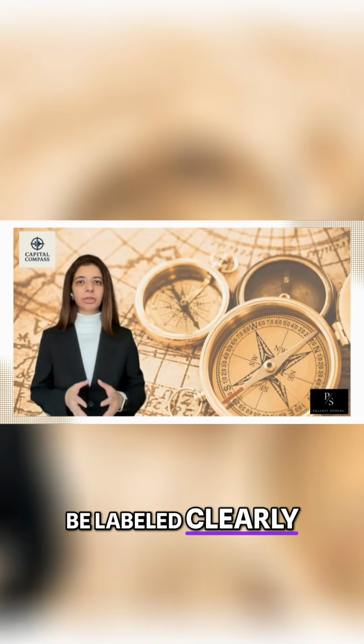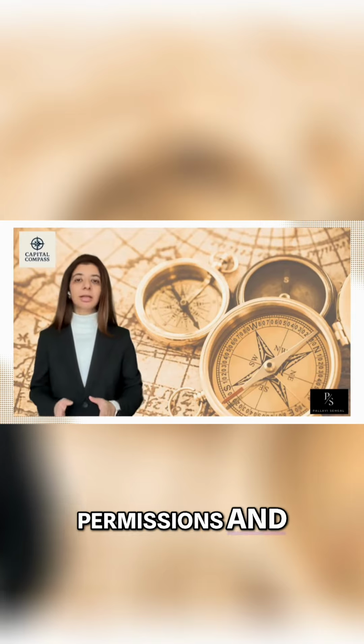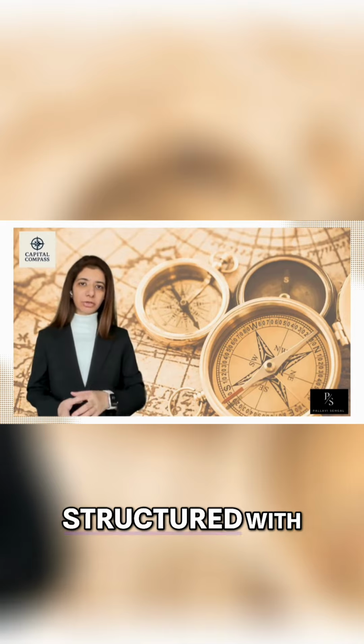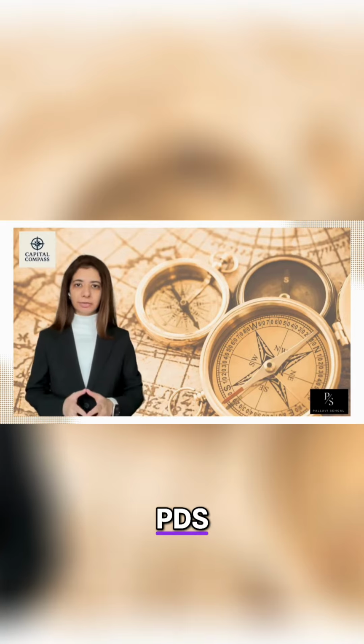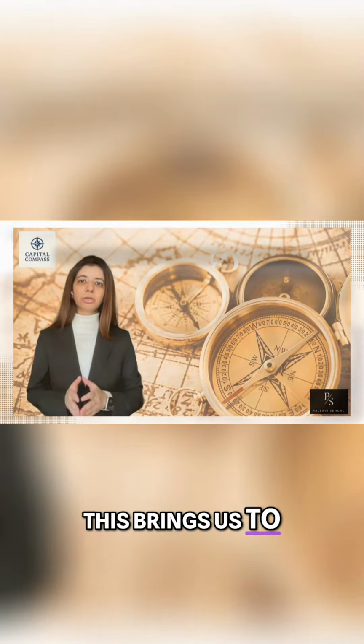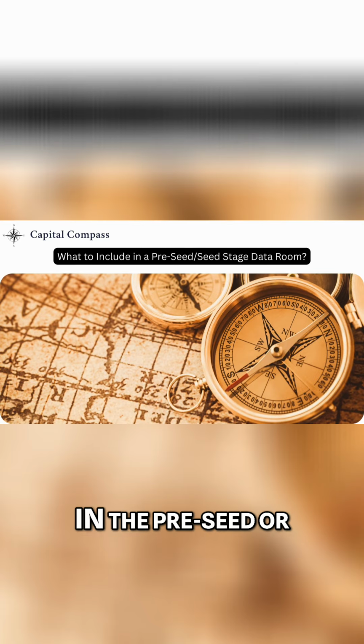The folders within the data room need to be labeled clearly. They need to have easy permissions, and the data room itself should be structured with respect to navigation. It should not be about 20 loose PDFs. This brings us to what to include and what not to include in the pre-seed or seed stage data room.